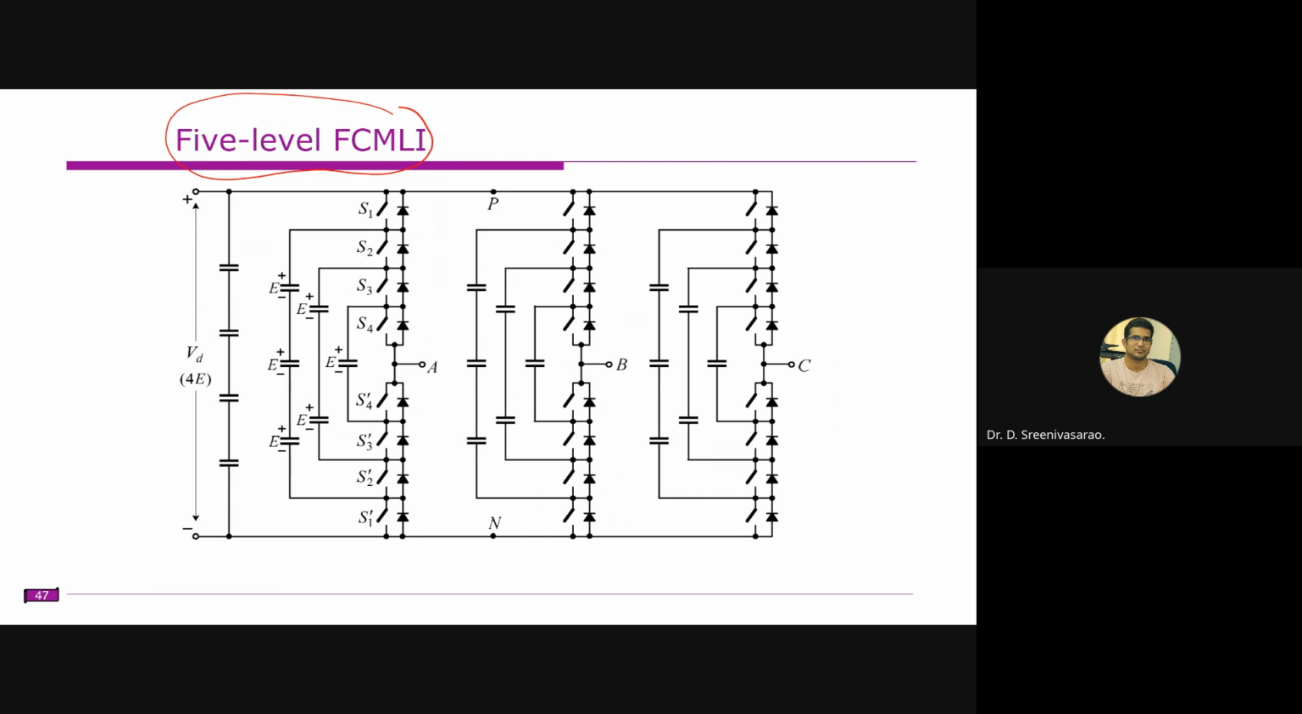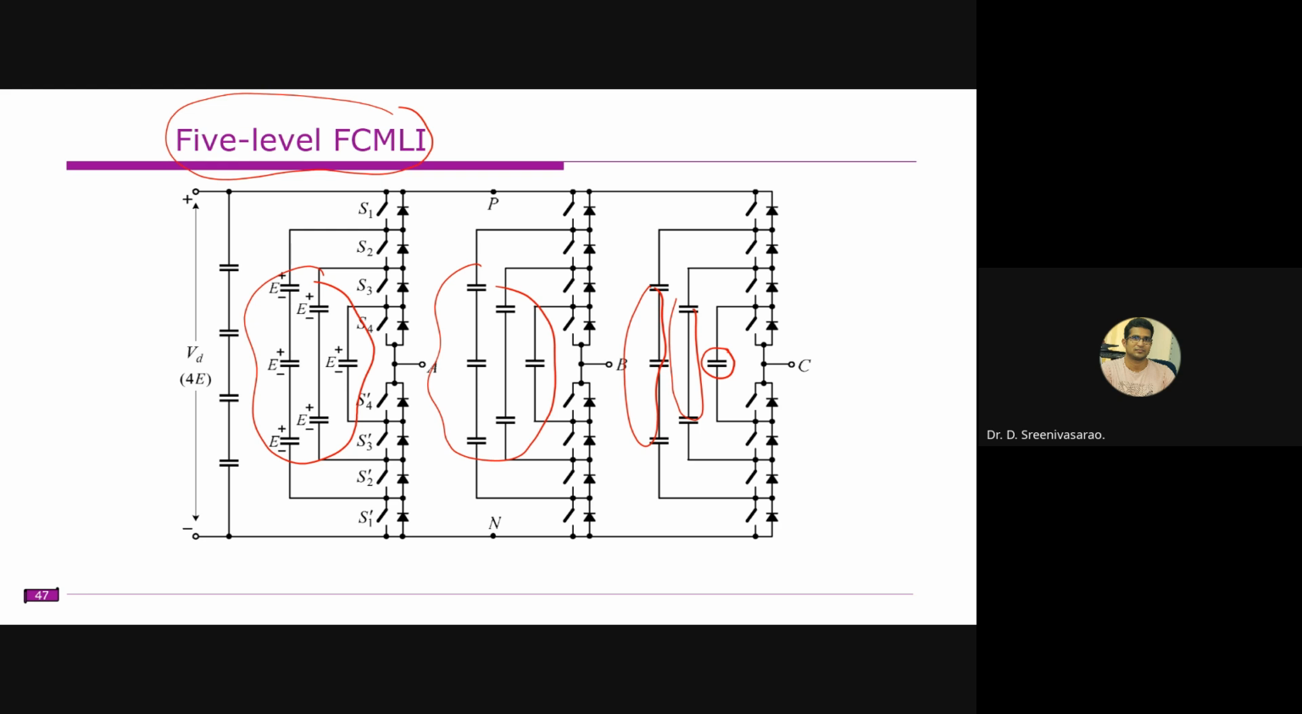Traction drives. Here the multi-level output can be obtained by these pre-charged capacitors. All these are pre-charged capacitors. So this is charged to E level, this is 2E level, and this is charged to 3E level.